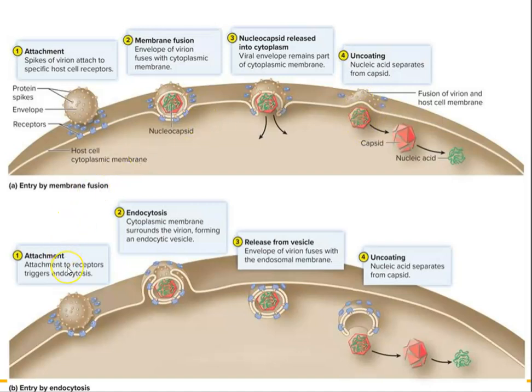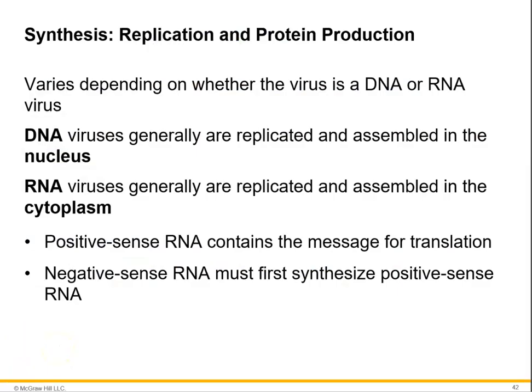Compare this to entry by endocytosis. You can see the cell is engulfing the virus, the whole virus, including the envelope. So now you have a vacuole containing an enveloped virus, and the nucleocapsid exits that vacuole and is uncoated from there.